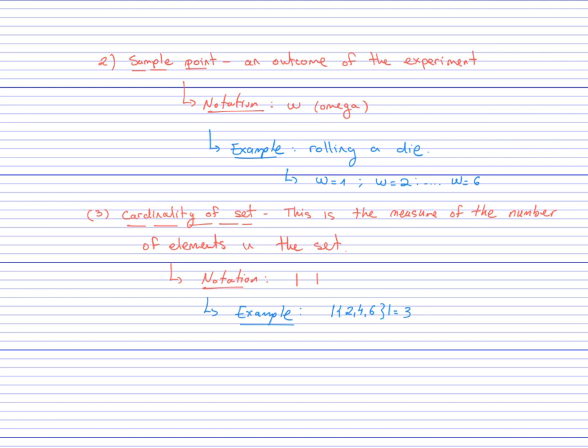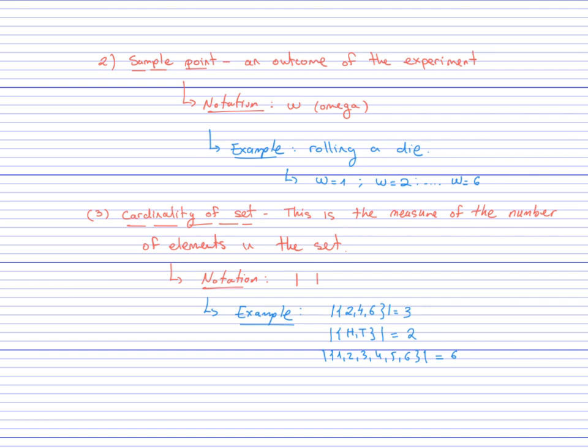Another example, suppose we are talking about tossing a coin, and the 2 elements are H, heads, and tails. Now I ask you, what is the cardinality of this set? How many elements do we have here? Exactly 2. Another example, if I ask you what is the cardinality of the sample space of rolling a die? That's equivalent to asking, what is the cardinality of 1, 2, 3, 4, 5, 6? That's exactly 6. That's basically what cardinality means.